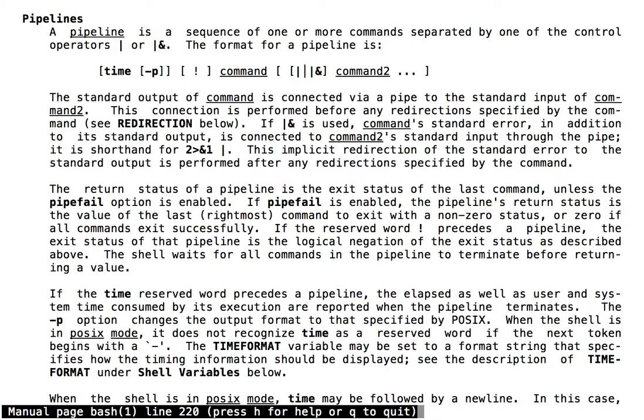We see here that bash defines a pipeline as a sequence of one or more commands separated by one of the control characters, pipe or pipe ampersand. The pipe operator is used extremely often in shell scripts and at the command line. The second operator, pipe ampersand, is used much more rarely. For the remainder of this example, we'll only be discussing the first of these two operators, pipe.